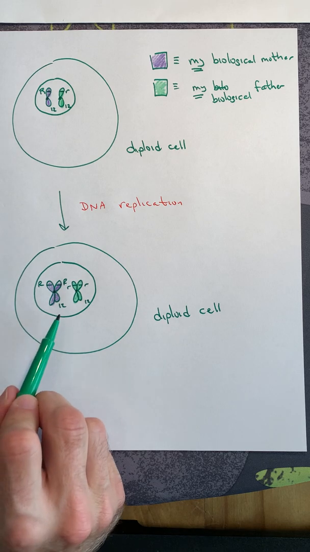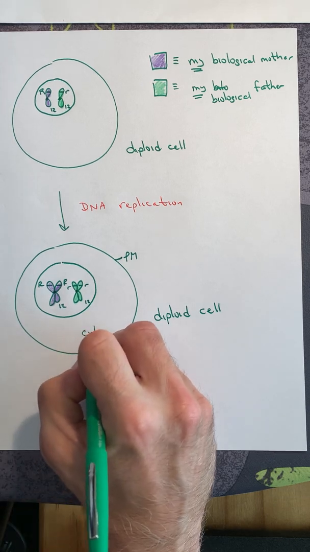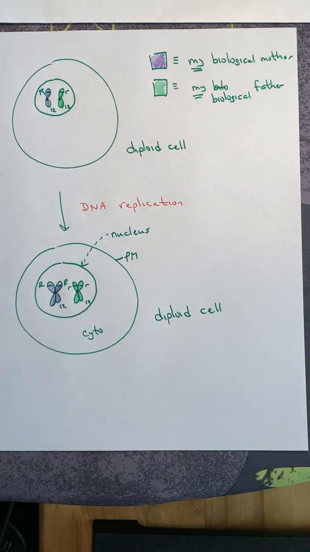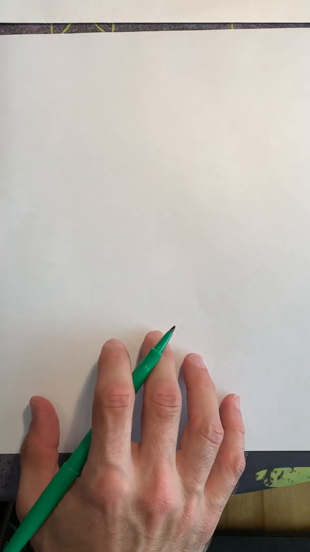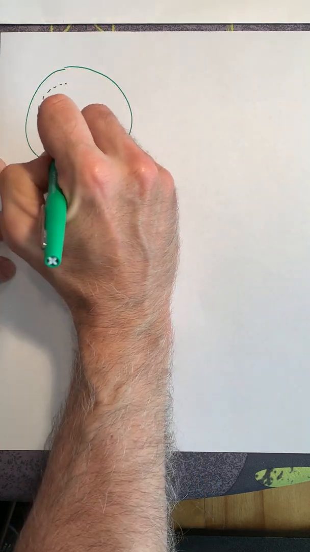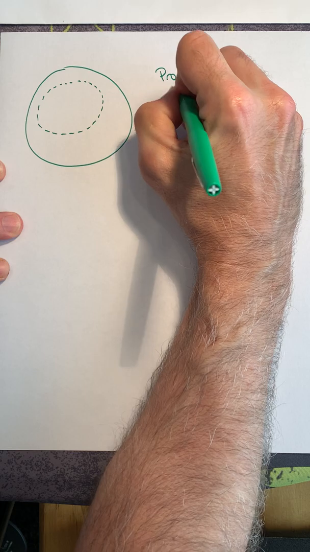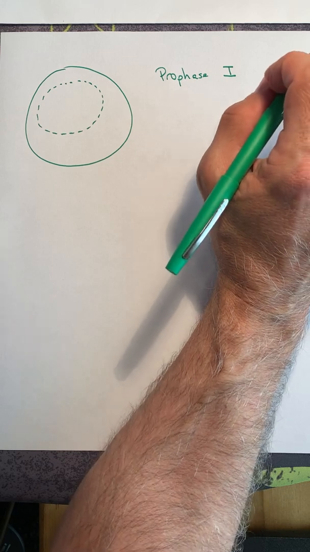Okay, so we're going to take that cell through meiosis. And you have, of course, the plasma membrane here, and you have the cytoplasm here. And then this in here, of course, is the nucleus. All right? So let's go through meiosis. We're going to take that same cell and go through prophase, metaphase, anaphase, telophase. Easy. So the cell itself doesn't look much different, except just like in prophase of mitosis, the nuclear envelope breaks down. So this is going to be what we call prophase 1, implying that this is going to actually happen twice.